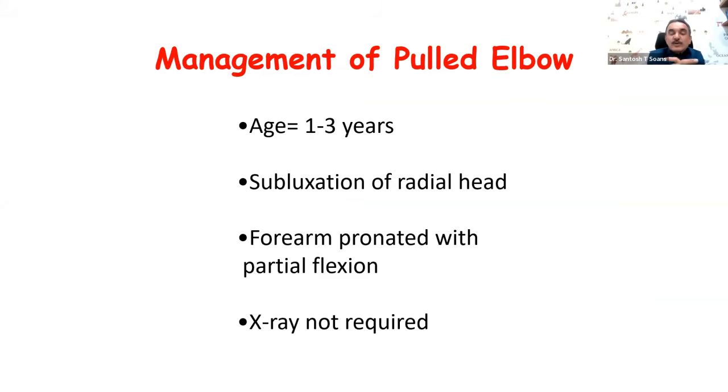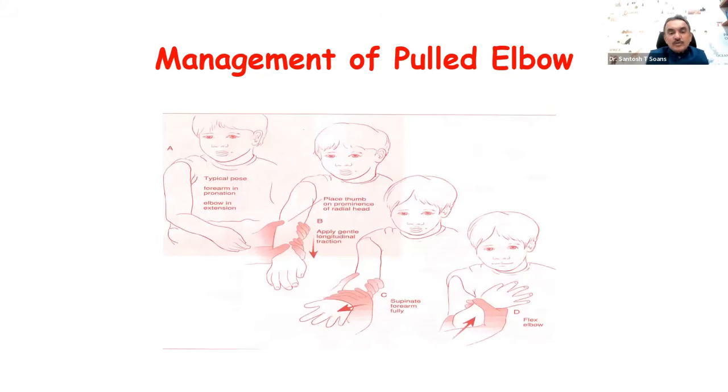You just need to hold the arm and forearm and pull the elbow. If you can pronate with partial flexion, it will come back. This is one of the easiest things to do. I think as first aid, all doctors should know how to reduce a pulled elbow. There's no need for an x-ray, no need to show it to the orthopedician. You just have to do it.